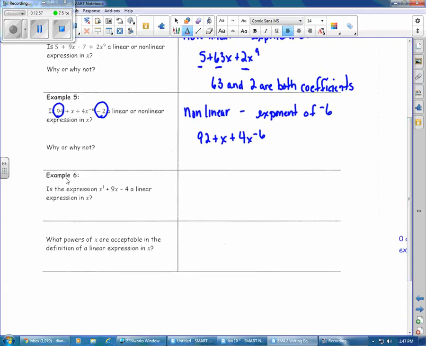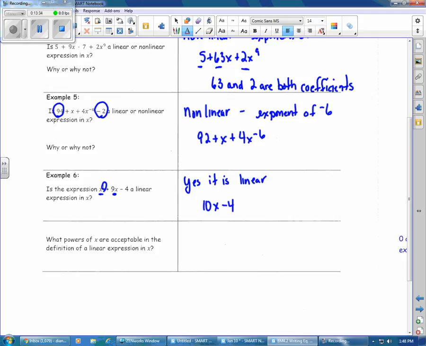All right, next one, example 6. Is the expression x to the first power plus 9x minus 4 a linear expression in x? Yes, it is linear. Remember, that exponent of 1, we don't have to write that. That is the same as this 9x over here. So I could actually combine these terms. X plus 9x, that would be 10x minus 4. And that's going to be linear.